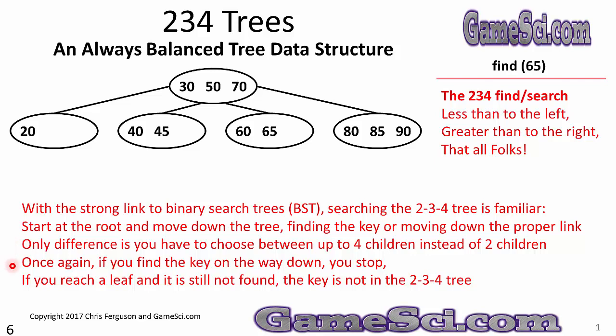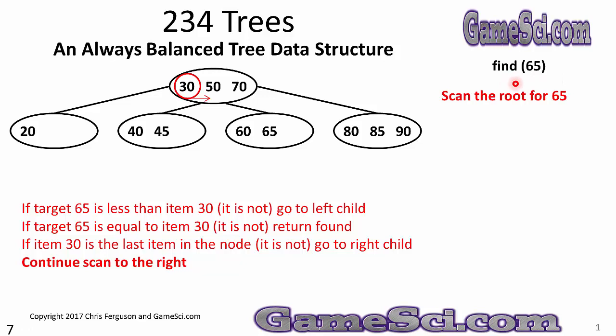The only difference is you have to choose between up to 4 children instead of 2 children. Once again, if you find the key on the way down, you stop. If you reach a leaf and it's still not found, the key's not in the 2, 3, 4 tree. Let's do a specific find of 65 and scan the root for the value 65.